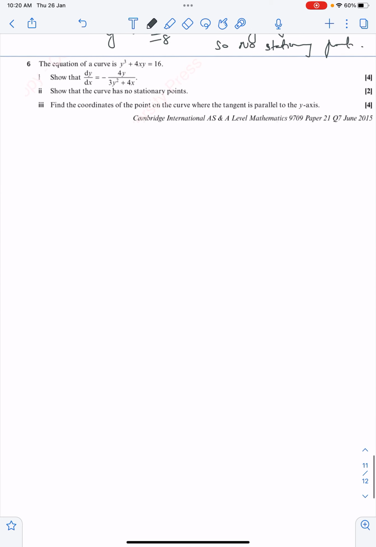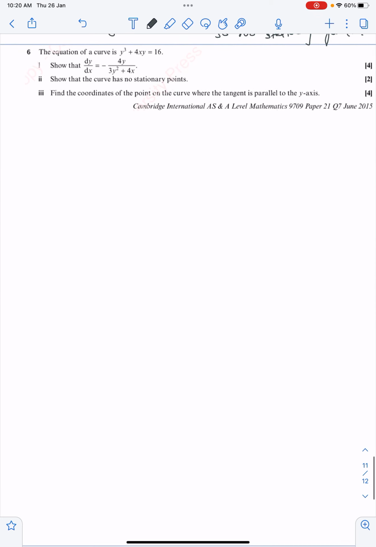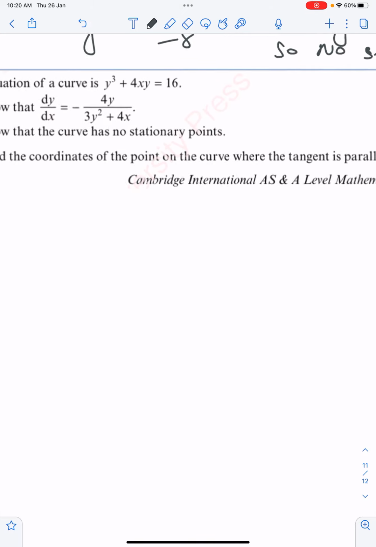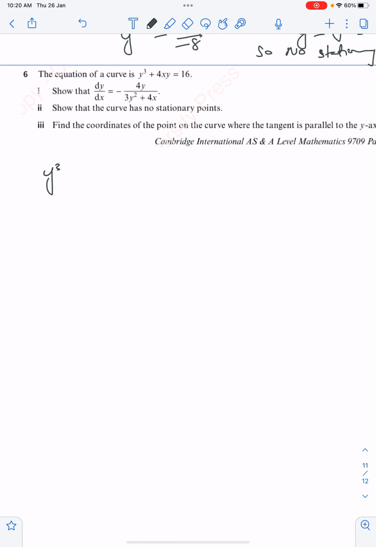Moving on to question number 6. The equation of a curve is y cubed plus 4xy equals 16. Show that dy by dx equals the given expression. Okay, let's prove this first. It's y cubed plus 4xy equals 16.